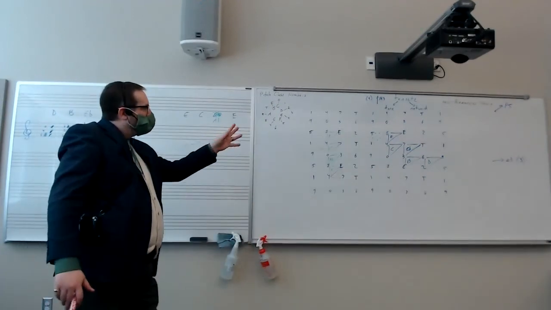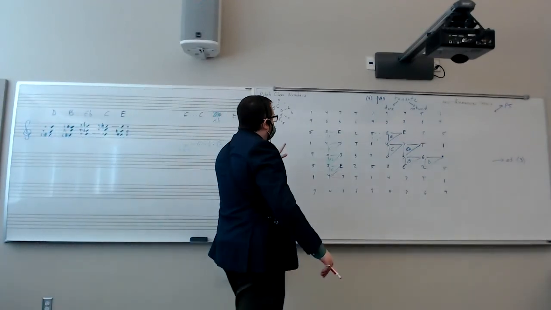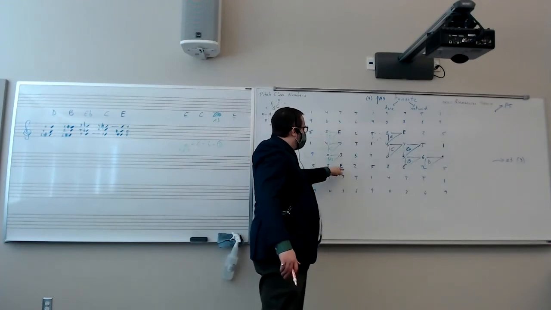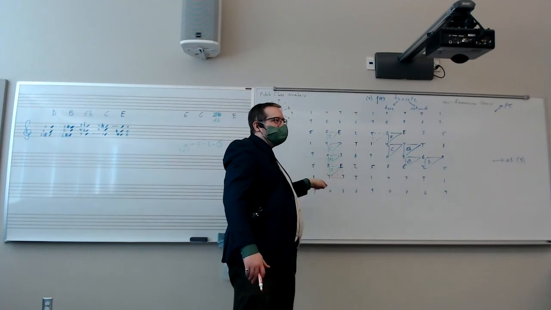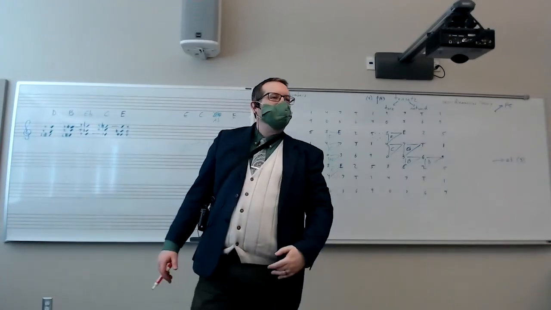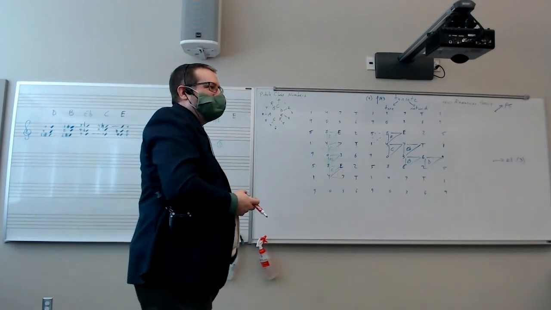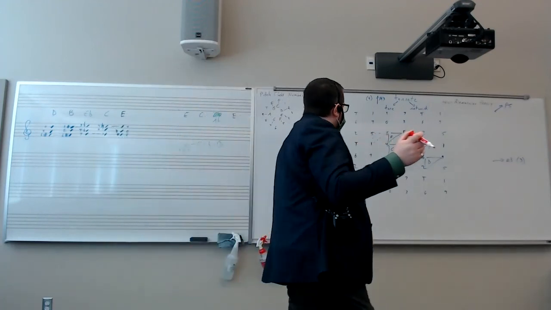Know something now. Major triads are represented in the tonnetz as triangles that go that way. Minor triads are triangles that go the other way. So I can already tell from the shape of the chord whether it's major or minor if I just draw the notes on there. Cool.